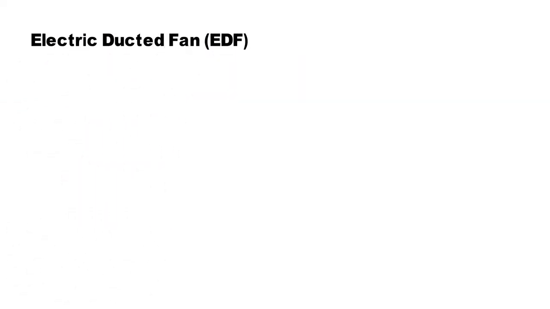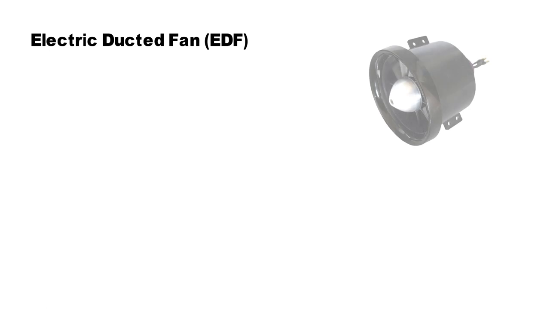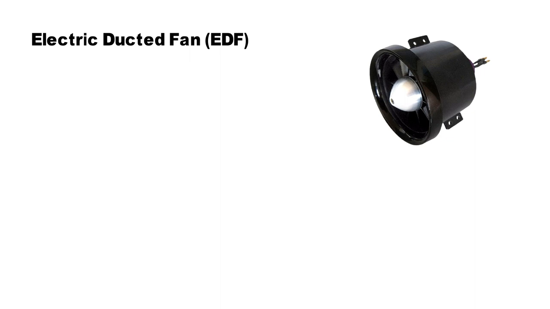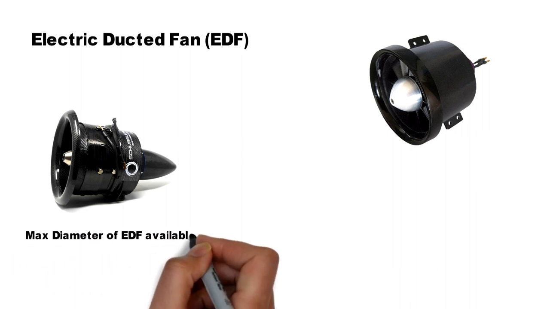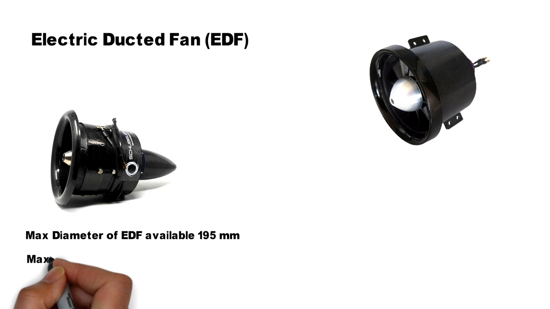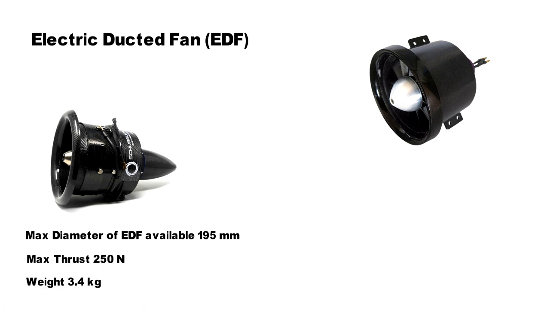Until recently, the electric ducted fans weren't used in the aviation industry. They're mainly used by hobbyists to create model planes. The largest EDF that can be purchased off the shelf is about 195 millimeter diameter. This furnishes an upward thrust of 250 newtons, or in other words, 25.51 kilograms of lift. Now, given that EDF's own weight is 3.4 kilograms, it can lift up 19.1 kilograms of extra weight, but it does that with a very high power consumption of 15.6 kilowatts.